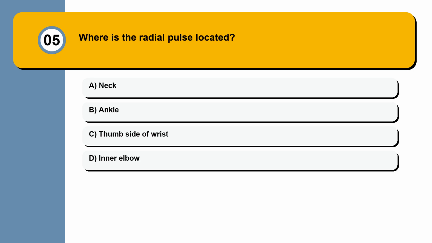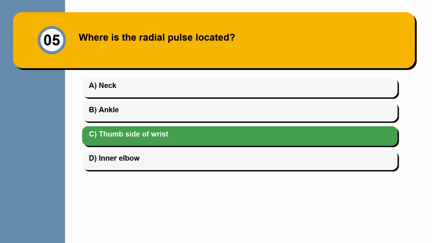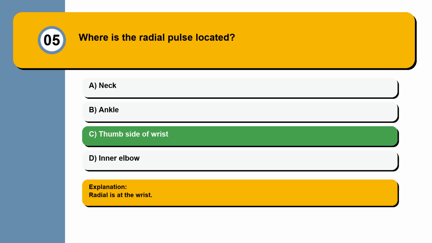Question 5. Where is the radial pulse located? Neck, ankle, thumb side of wrist, inner elbow. Radial is at the wrist.